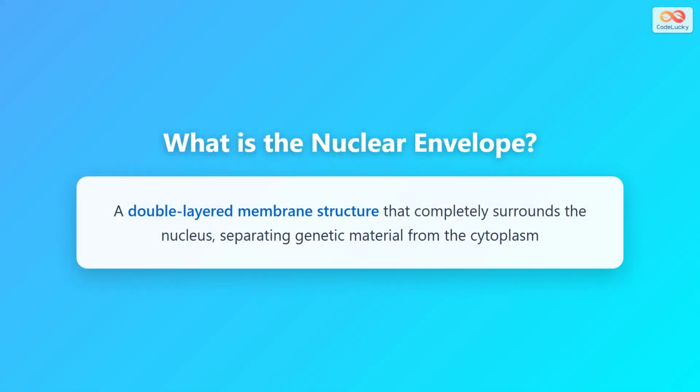The nuclear envelope is a double-layered membrane structure that completely surrounds the nucleus. This barrier separates genetic material from the cytoplasm, creating two distinct environments within the cell. Think of it as a protective wall with controlled entry points.